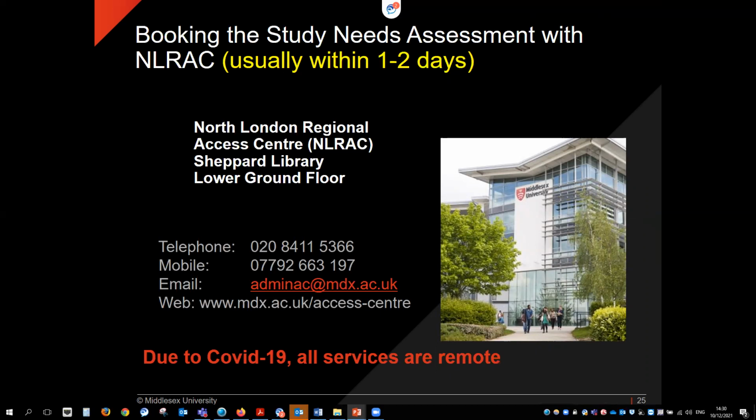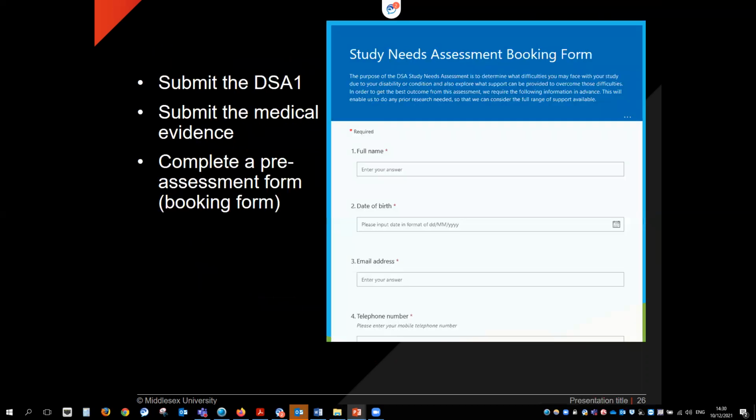So the student will be offered an appointment and would be asked to submit the DSA Award Letter that invites them for the needs assessment appointment. Okay, to submit the DSA Award Letter, submit the medical evidence, for example, the diagnostic assessment, the medical letter, or the medical evidence form, and complete a pre-assessment booking form.